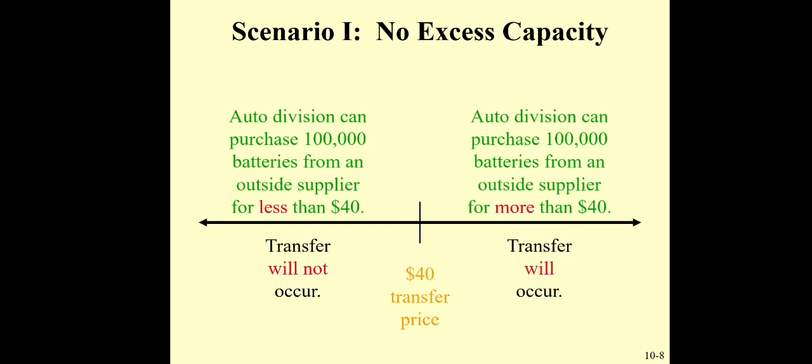This slide is showing the situation. See here, the auto division can purchase 100,000 batteries from an outside supplier for less than $40.